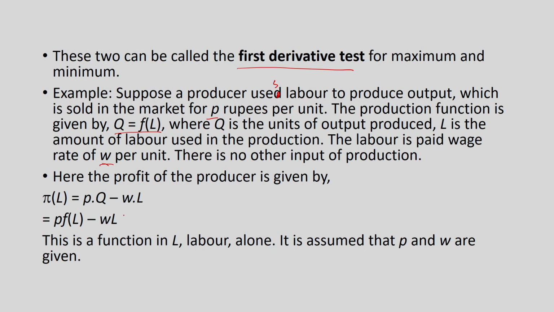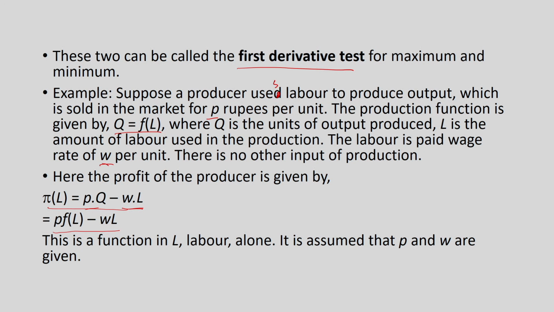Here the profit of the producer is given by this pi. Let us suppose the profit function, a function of labor, is equal to P multiplied by Q minus the cost, W multiplied by L. So this is revenue minus cost, P Q minus W L, and we know Q is equal to f of L, so we substitute that here. It is clearly a function of L only, because P and W are given to us, they are parameters.